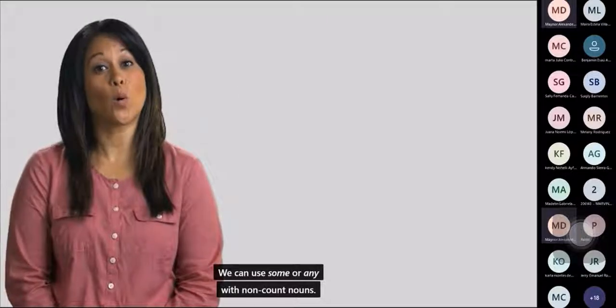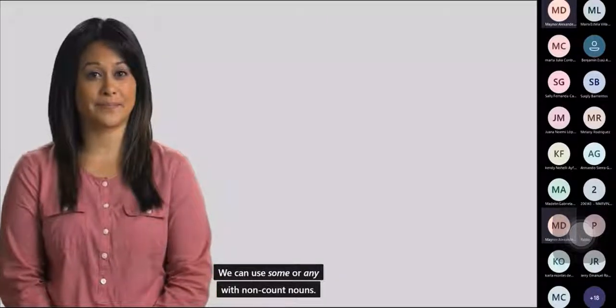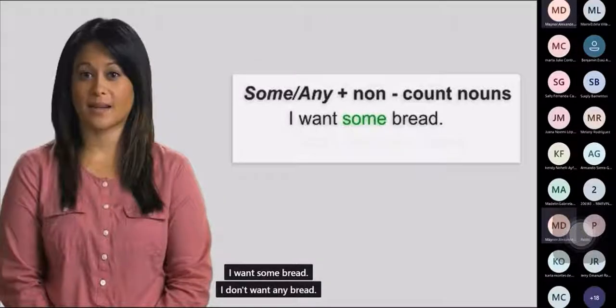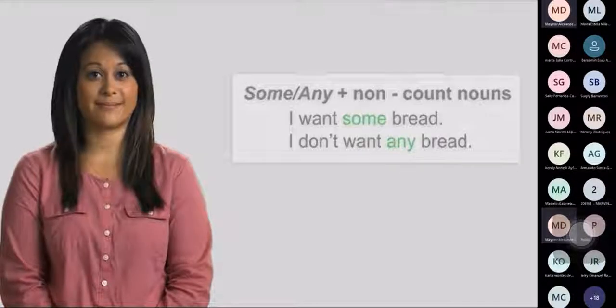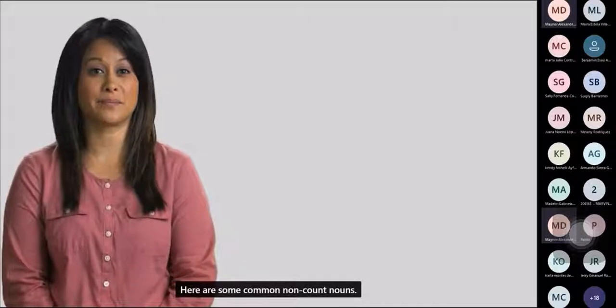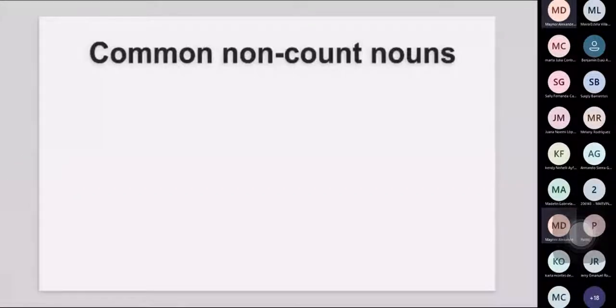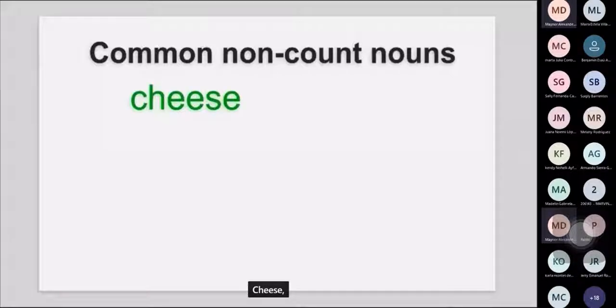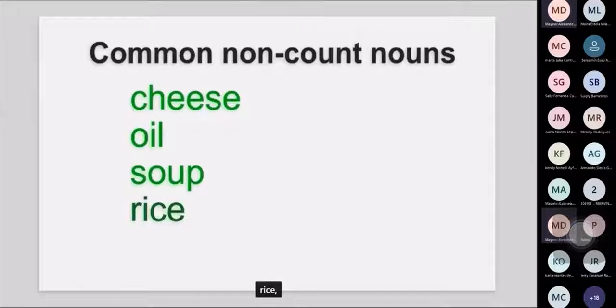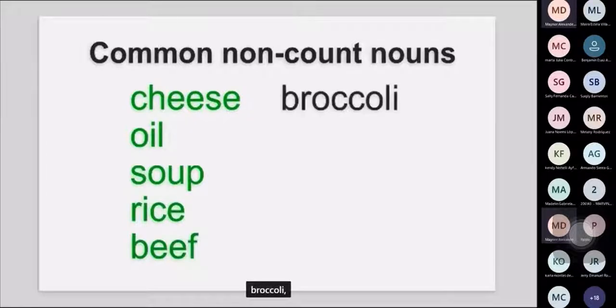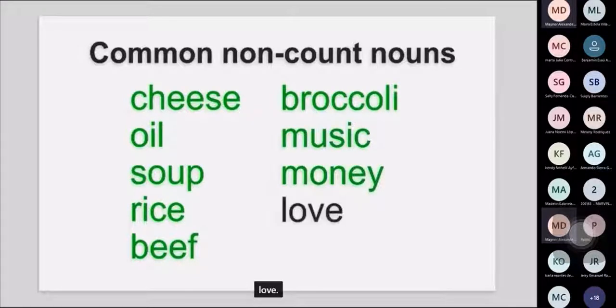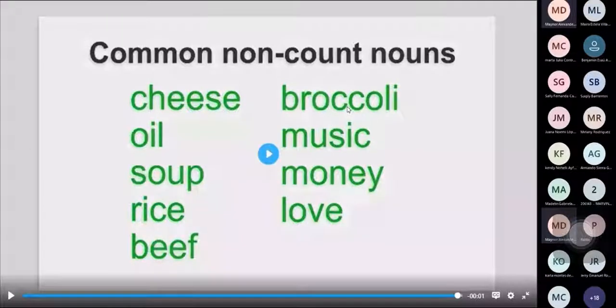We can use some or any with non-count nouns. I want some bread. I don't want any bread. Here are some common non-count nouns. Cheese, oil, soup, rice, beef, broccoli, music, money, love. Ejemplos de sustantivos no contables, ¿ok?